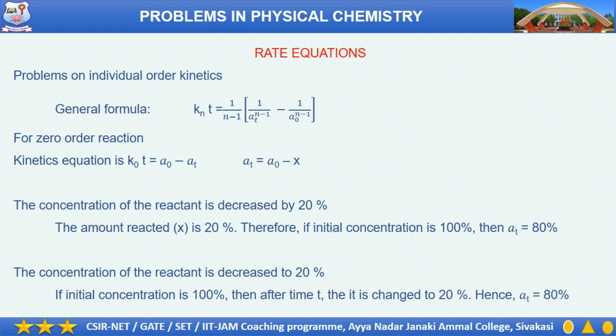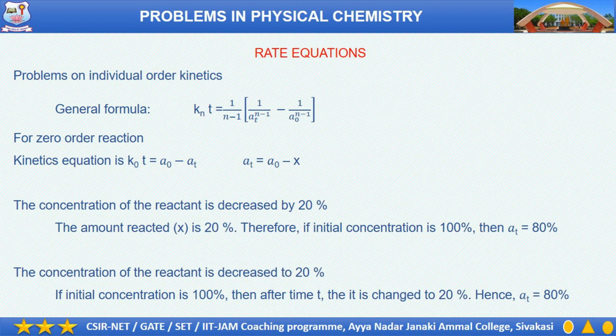First, the kinetic equation: K0 t is equal to A0 minus At. This is the equation we have already derived. What are the possible problems that can be asked from the kinetic equation? A0 is not a variable, time is a variable. A0 is the initial concentration, and At is the concentration left. Therefore, the three variables are K0, t, and At. So if a direct problem is asked, three possible questions may be asked.